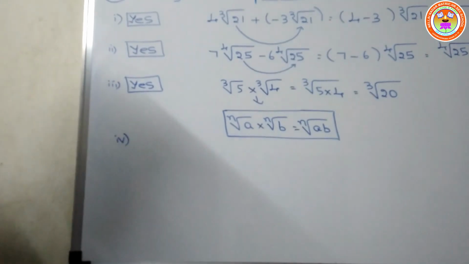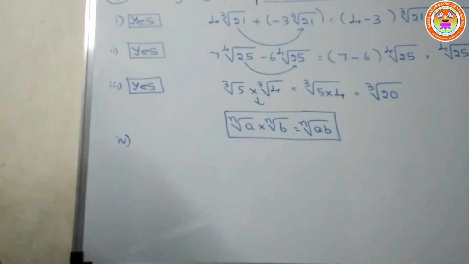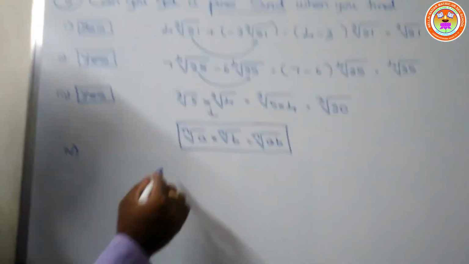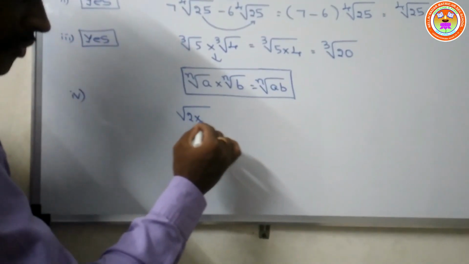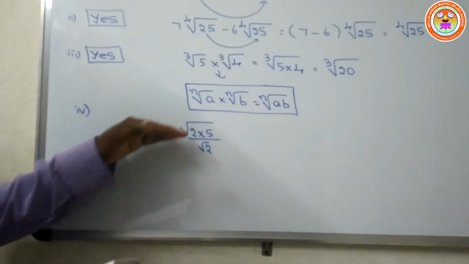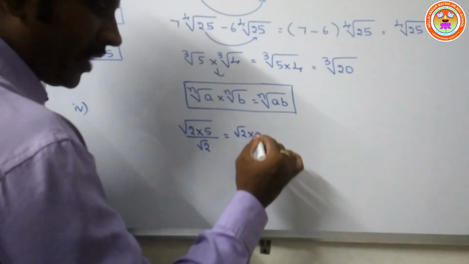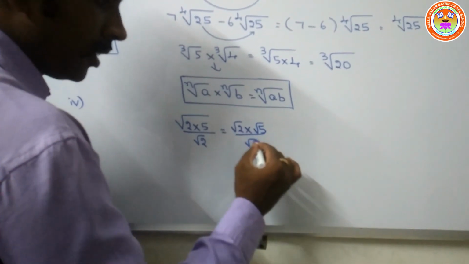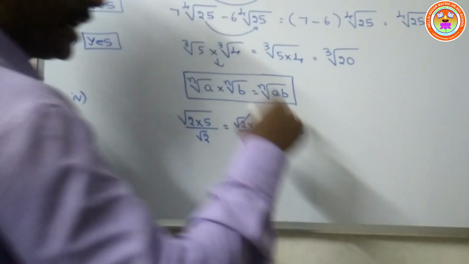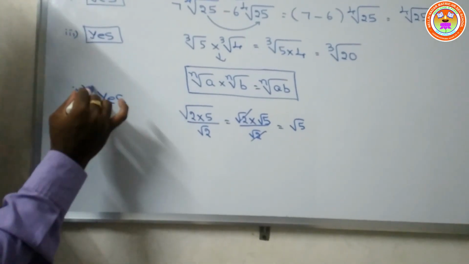I am going to the 4th one, the quotient of two surds. You take two surds. So root 2 into root 5 divided by root 2. Quotient means dividing. Root 2 into root 5 by root 2, root 2 gets cancelled. Root 5. The coefficient is 1. So it is a pure surd. So yes.